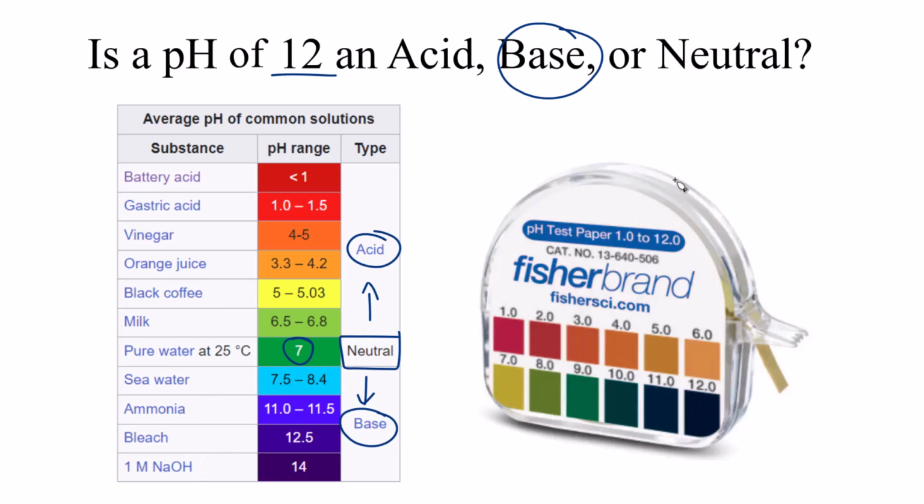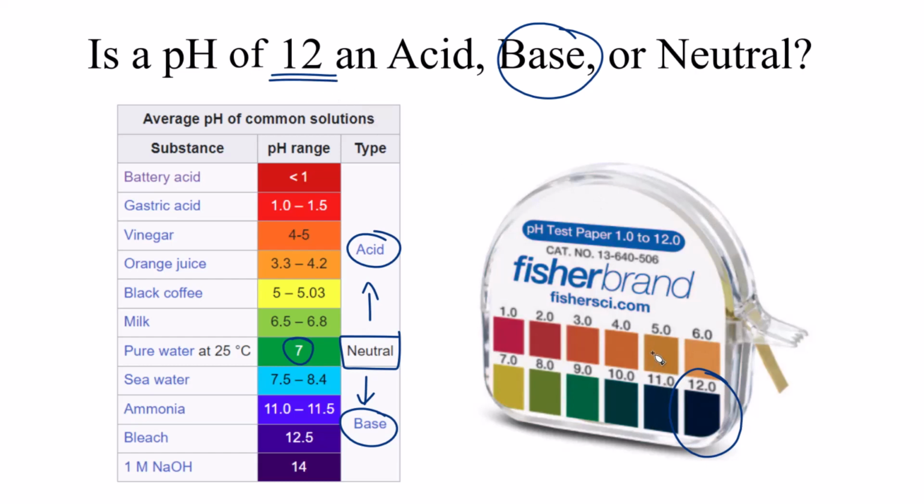You can also test it with pH paper. So you could put a piece of this paper here, tear it off, put it in your solution, and if it said 12, pH 12, you'd have this dark blue color here. This doesn't have 13 or 14 on it. 12 is as high as this paper goes. But you could figure out if you had a pH of 12 using pH paper.